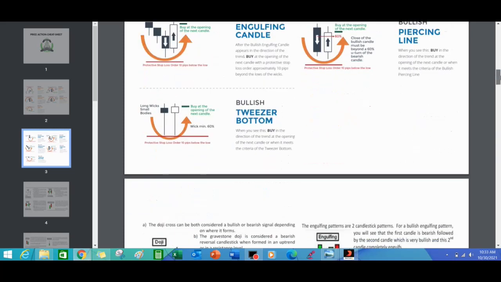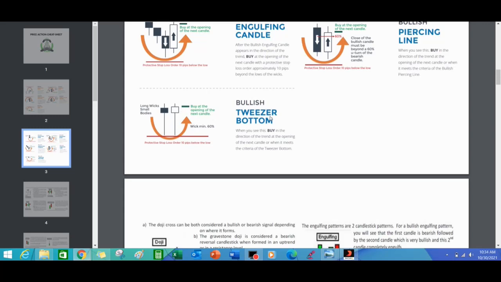Then of course we also have the bullish tweezer bottom. This is how it looks. It will have a long wick under it, with the bearish one coming first, then the next one will be the bullish one. Once you see the bullish one popping out, then definitely the next candle after that should be an opportunity for you to buy at that particular point, because that is a bullish bottom. A bullish bottom will also appear at the support zone.